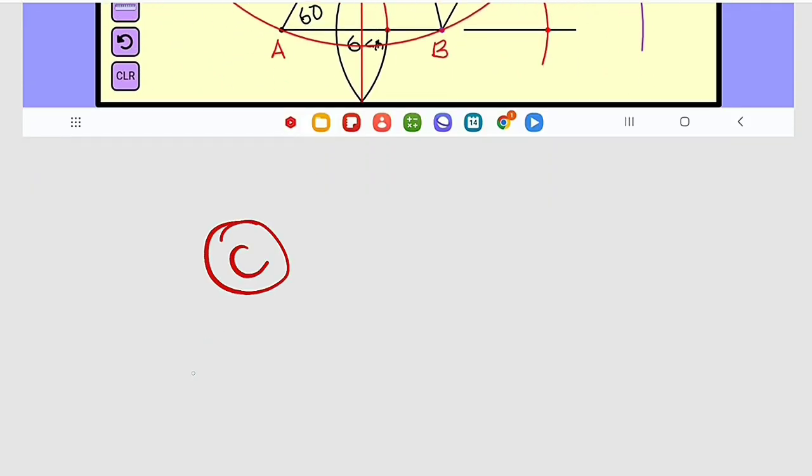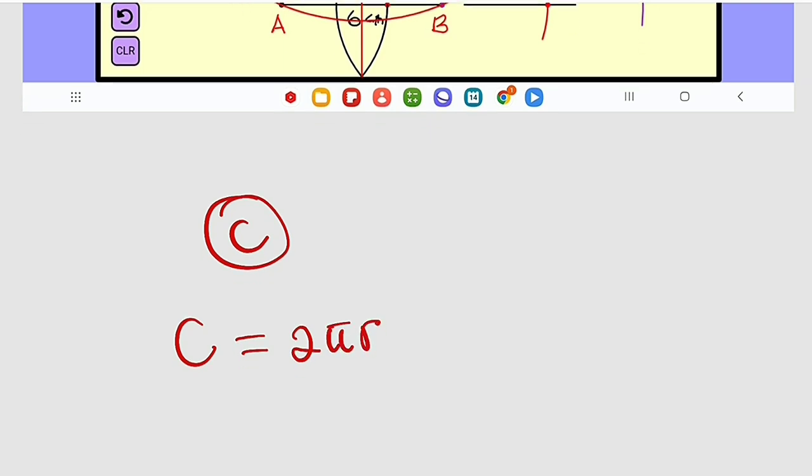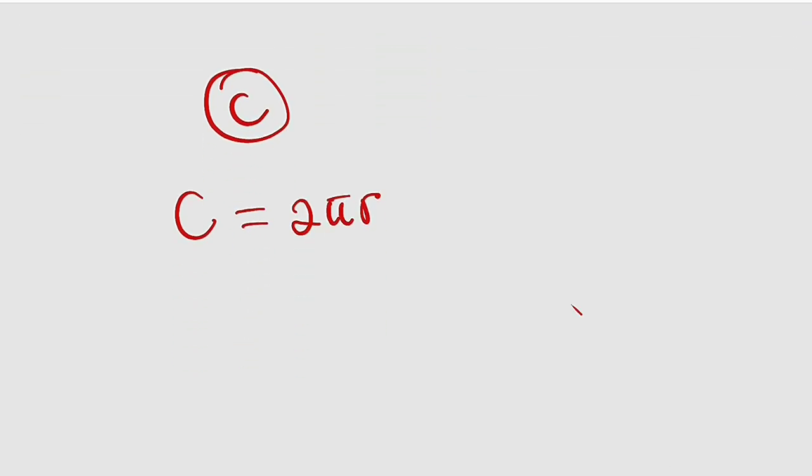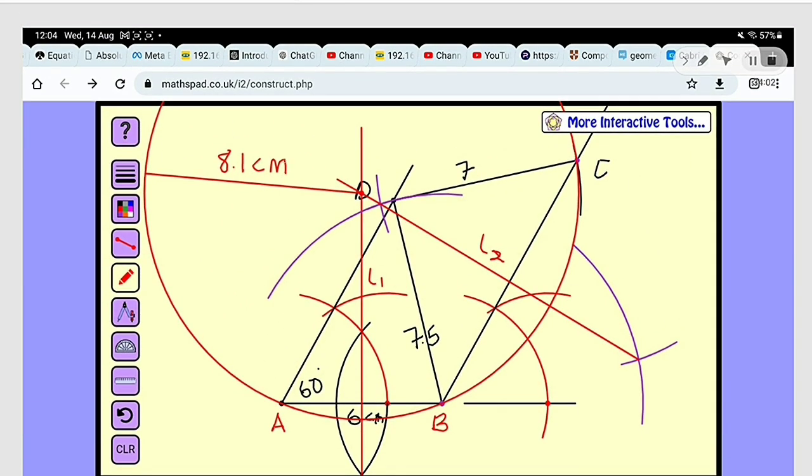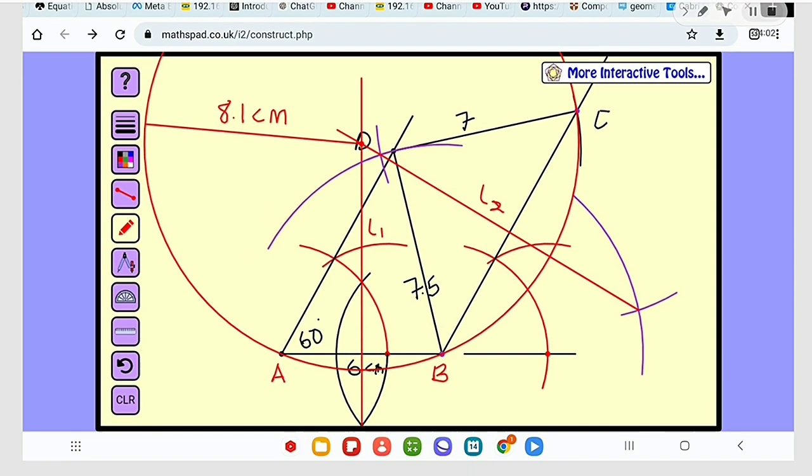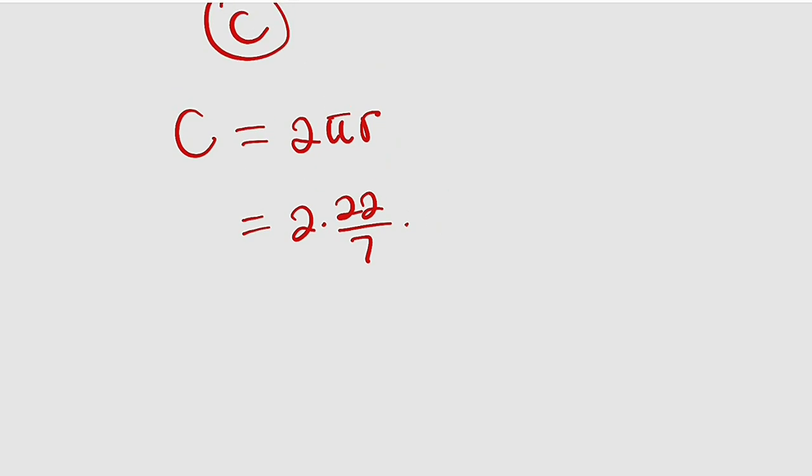we ask to calculate the circumference, C, which is equal to 2 pi r. In Nigeria, we commonly use 22 divided by 7 whenever the pi is not given from the question. So this is equal to 2 multiplied by 22 divided by 7 multiplied by the radius. Remember, the radius is 8.1 cm. So this is 8.1 cm.